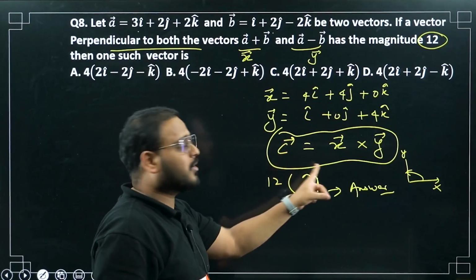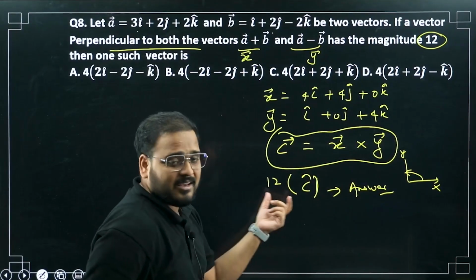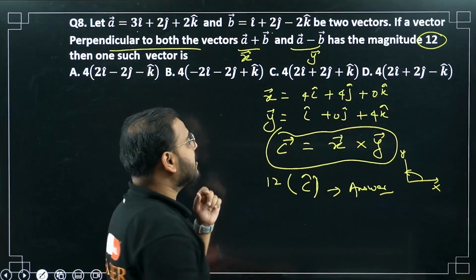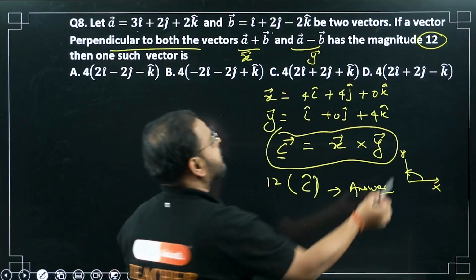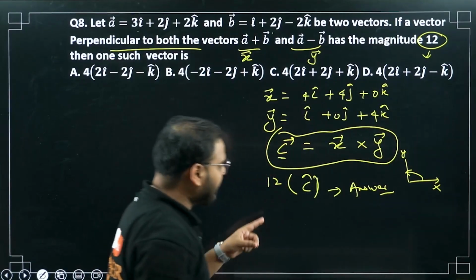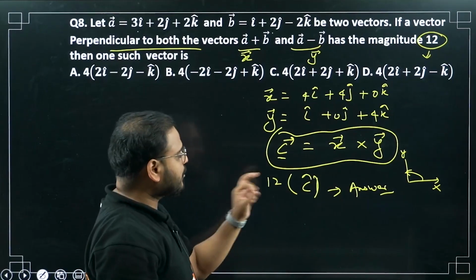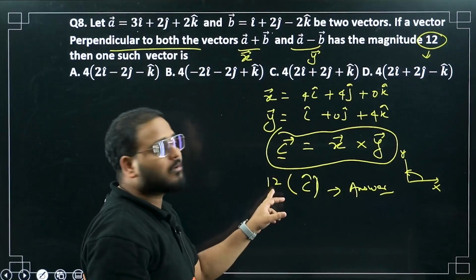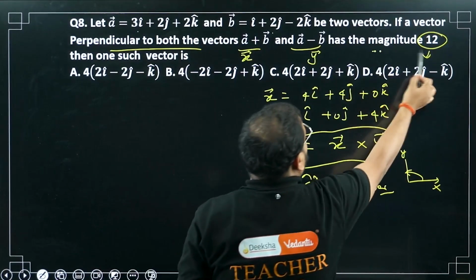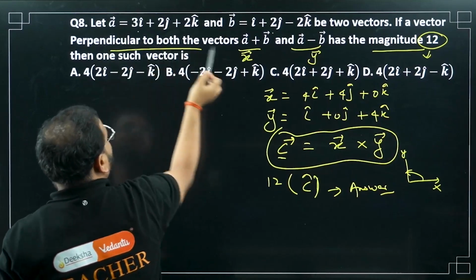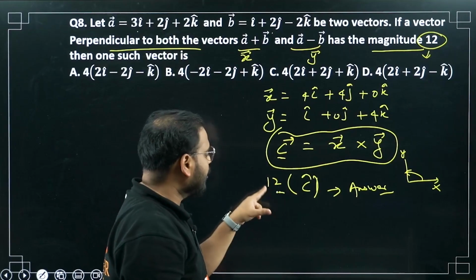How do we know it's perpendicular? The vector product of two vectors gives me this understanding. Is c the answer? No, sir. They are asking for a vector in the same direction as c, but with magnitude 12. So I can find the unit vector in the direction of c as c cap, and c cap into 12 will give me the required result. So first find c cap, then multiply 12 to it.